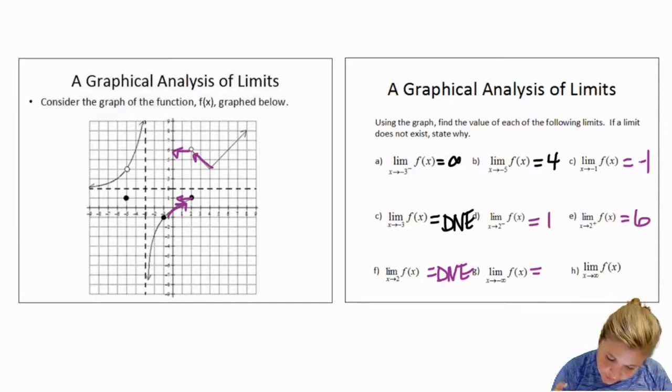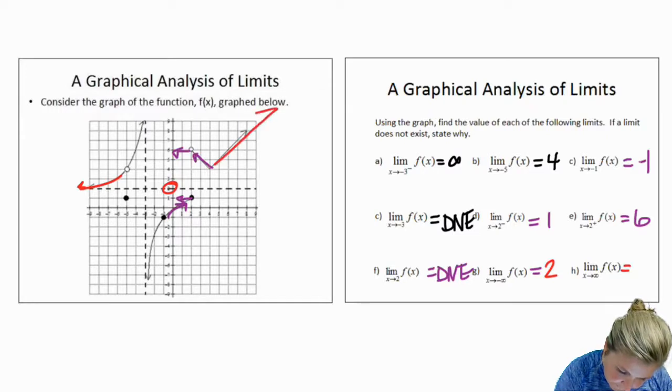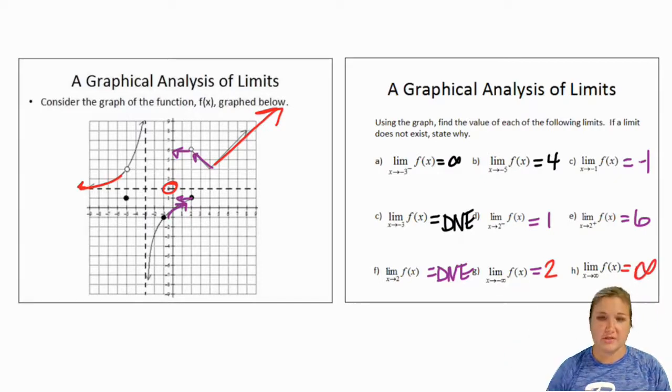So as x approaches negative infinity, this number is going to get closer and closer and closer to this y value, which is 2. And then as it approaches positive infinity, it's just going to keep going up and up and up to positive infinity since it's moving upwards.